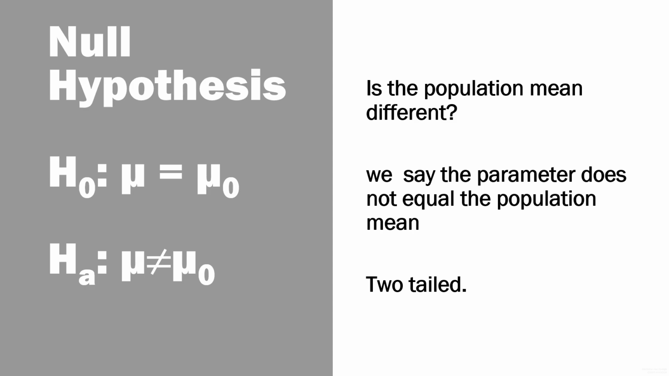So for the alternative hypothesis, always ask yourself, is the population mean different? And then you can write it out as such. The population mean is equal to the specified value, or it is not equal. And we call that a two-tailed test. And this will make more sense as we move forward.